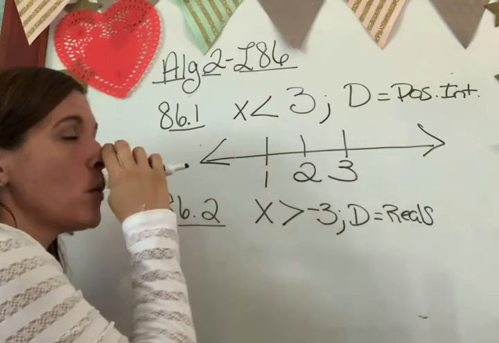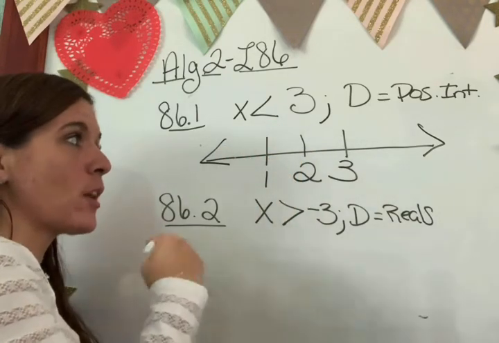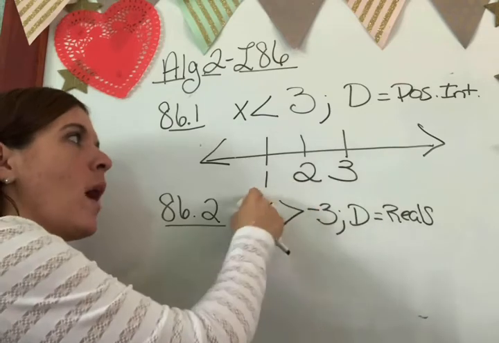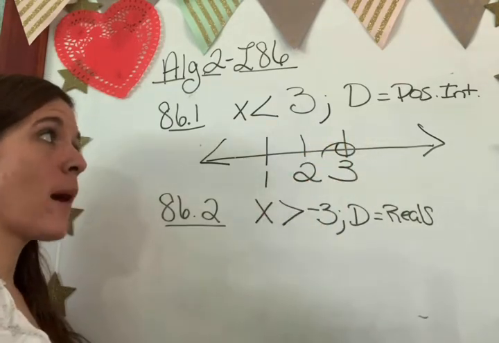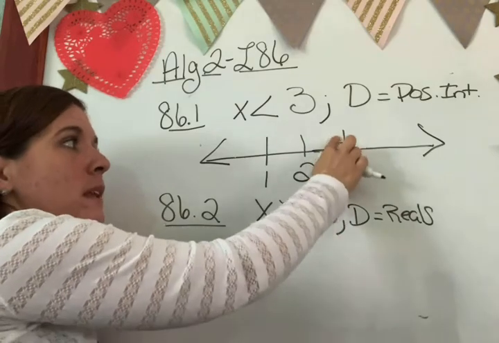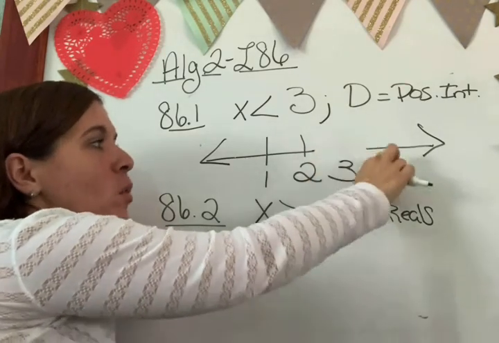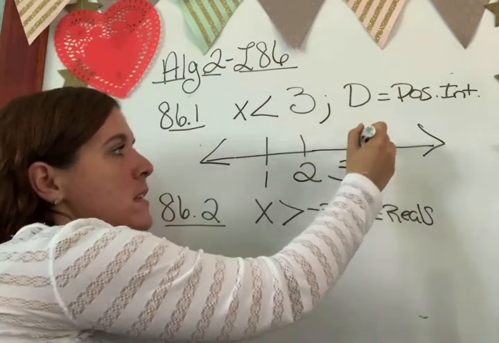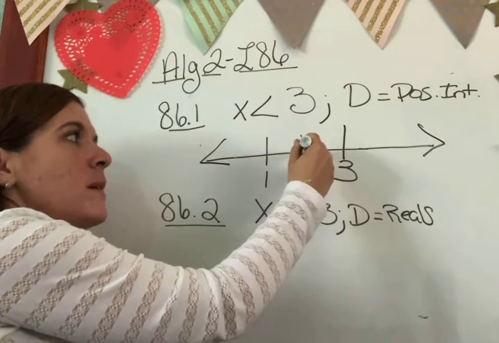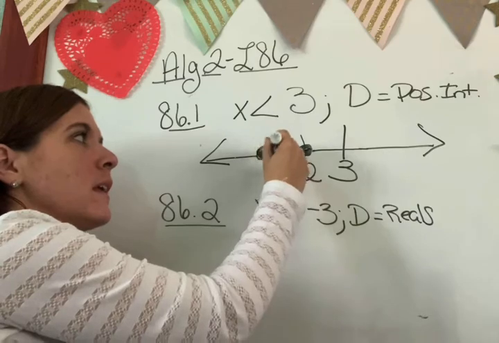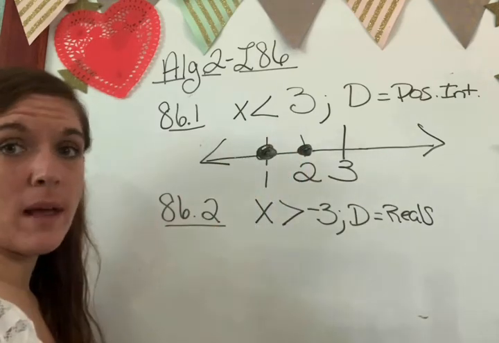The only two positive integers less than 3 are 2 and 1. It doesn't make any sense to shade in between because it's only positive integers. There's nothing in between. Okay, it's only integers, no fractions, nothing like that. So you're going to start right here. It includes that one, and it includes that one. Nada más, nada menos, okay?